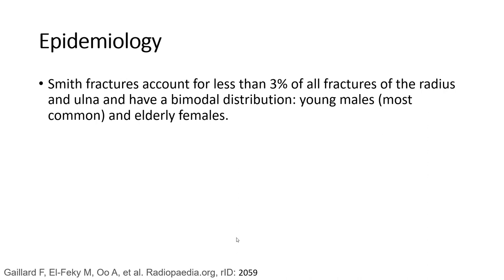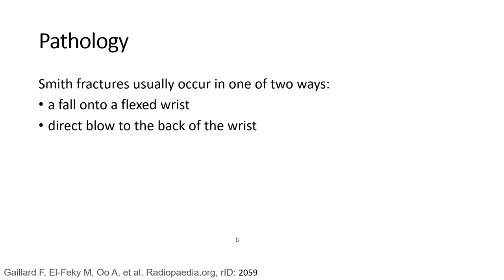Smith fractures account for less than 3% of all fractures of the radius and ulna, and have a bimodal distribution. Young males are most commonly affected, and elderly females. Smith fractures usually occur in one of two ways: a fall on a flexed wrist, or a direct blow to the back of the wrist.